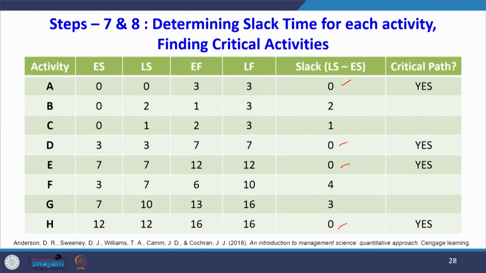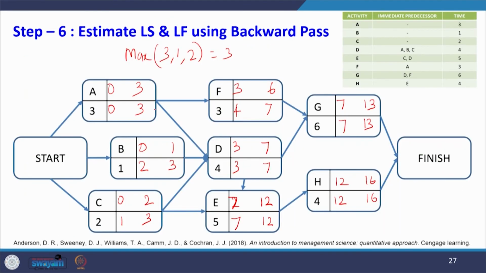So, what is a critical path? We can say the critical path is A, D, E and H. So, when you go back this route A, D, E, H, this route is the critical path. So, the duration is 16.